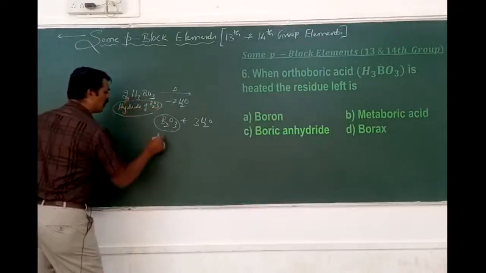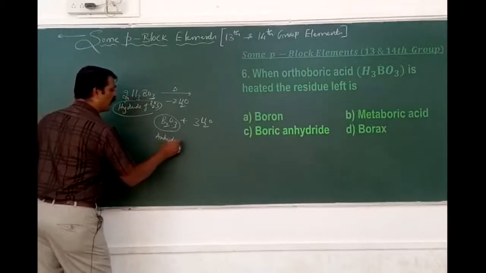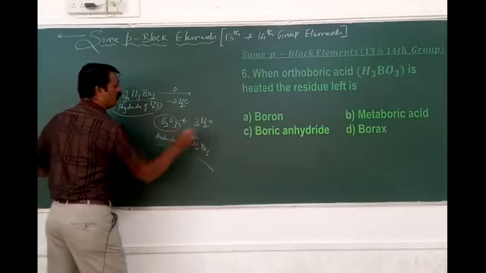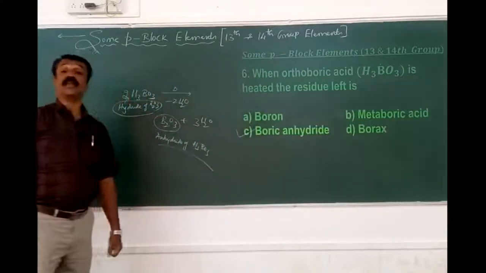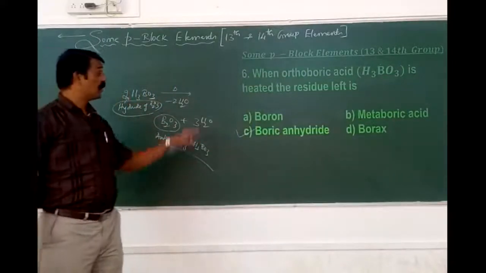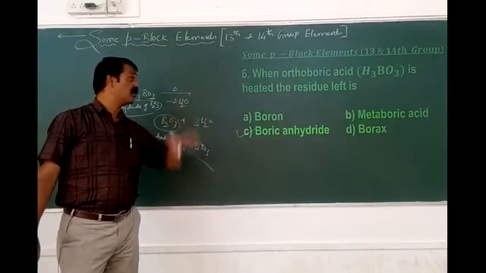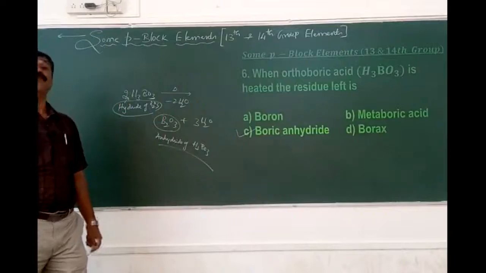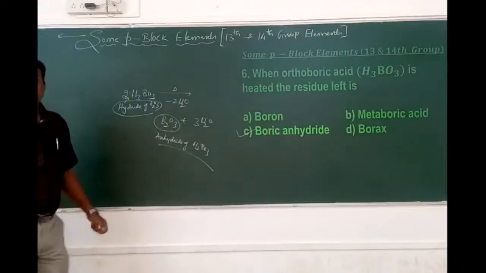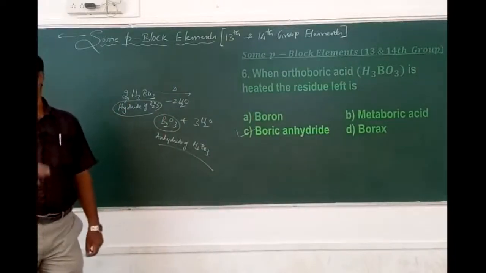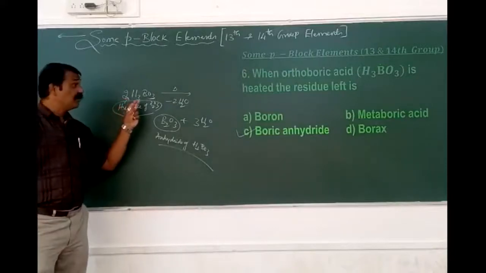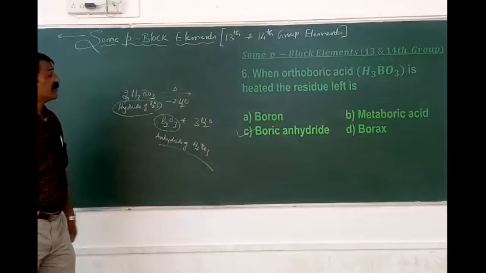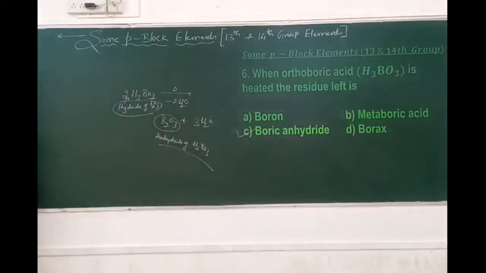Whereas this is called the anhydride of boric acid, H3BO3. Therefore, the name for the product obtained by heating orthoboric acid is boric anhydride. Anhydride means the removal of water; a compound formed by the loss of water is called an anhydride. As it is obtained from boric acid, the compound name is boric anhydride. Okay, that is 6C. Let's move on to the 7th one.